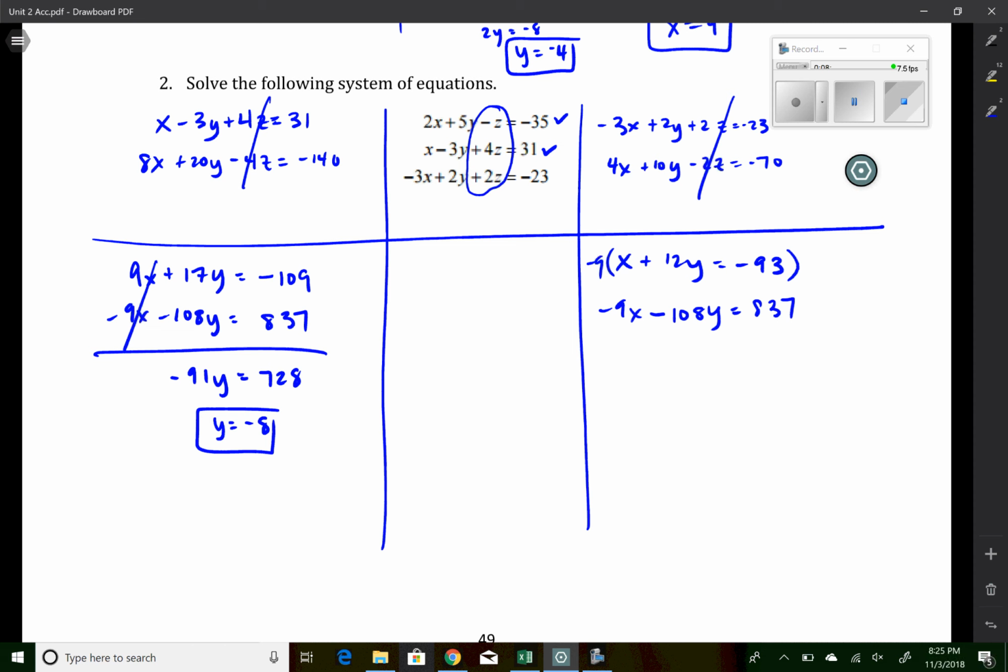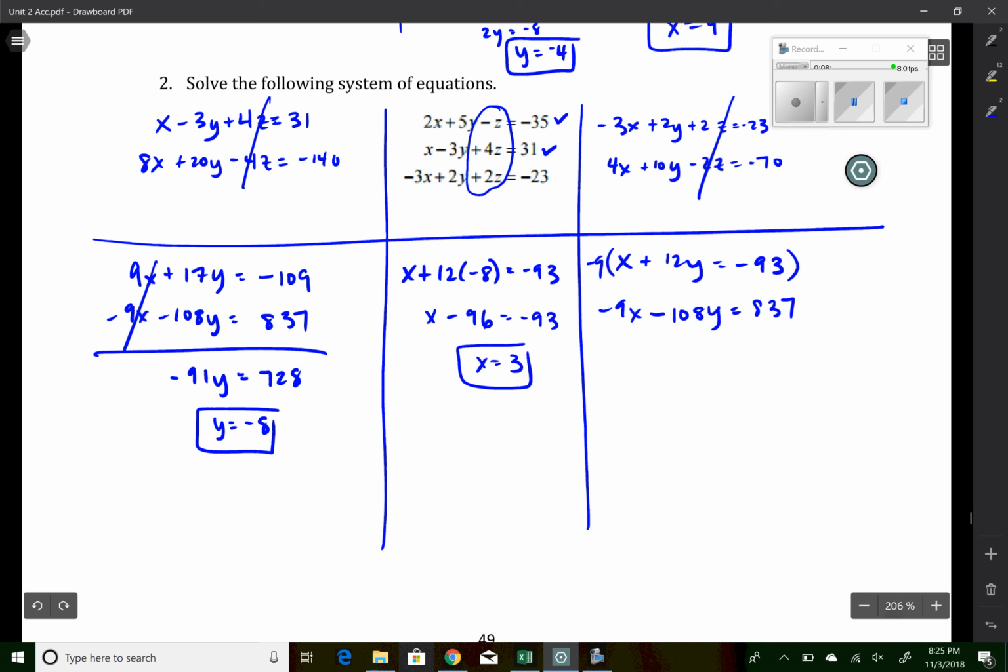So now that I know y, I have to plug in y to find x. So instead of x plus 12y, I'm going to do x plus 12 times negative 8 equals negative 93. So then if we go through and do our multiplication there, move some terms around, I have x minus 96 equals negative 93, or x equals just plain old 3.